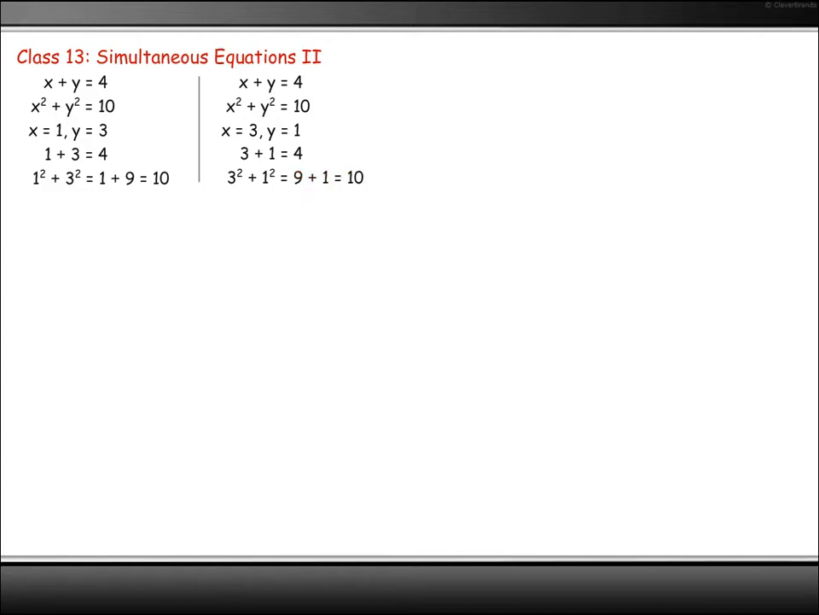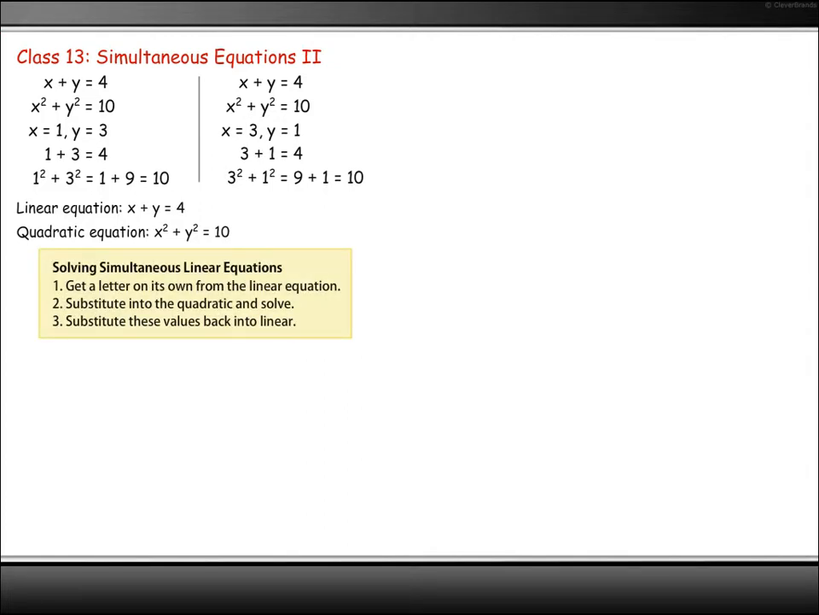You need a technique to solve these equations. The first equation is a linear equation. The second equation is a quadratic equation. Here are the 3 steps needed to solve simultaneous equations involving a linear and quadratic equation.